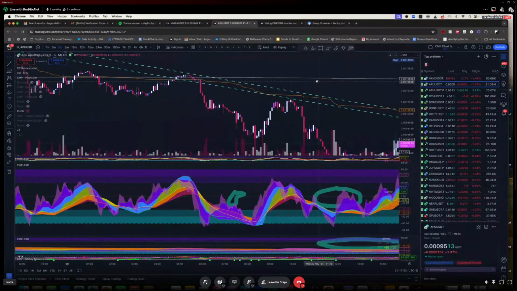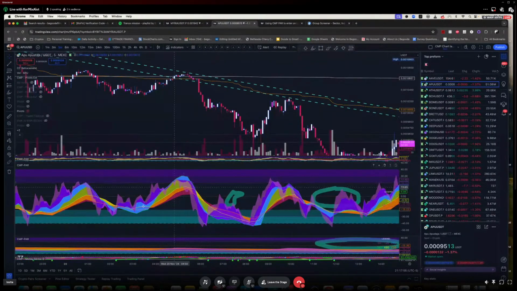I'll never take a trade based off of the width because I'm looking for right here. This is where I take the trade as they all converge and start to move away. And then here, as it gets to the widest point, the price is going to start to settle down before it reverses. And so that's basically it.